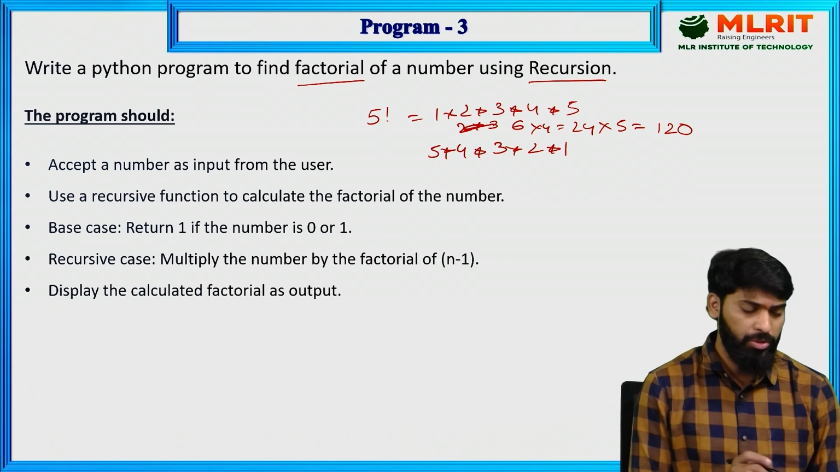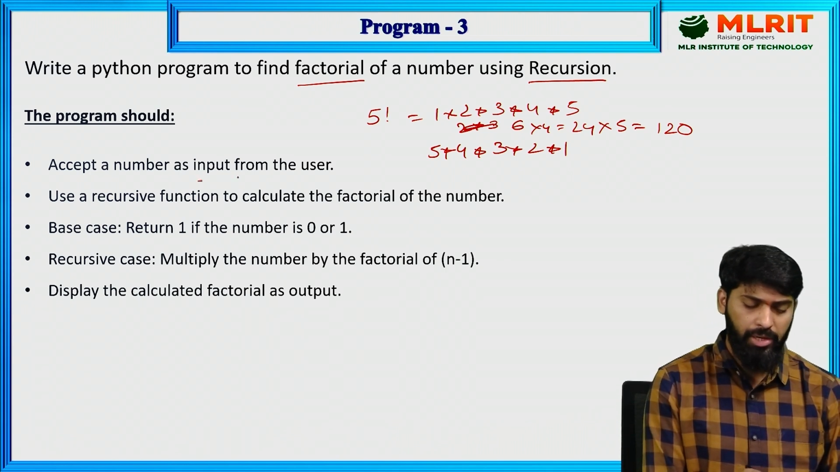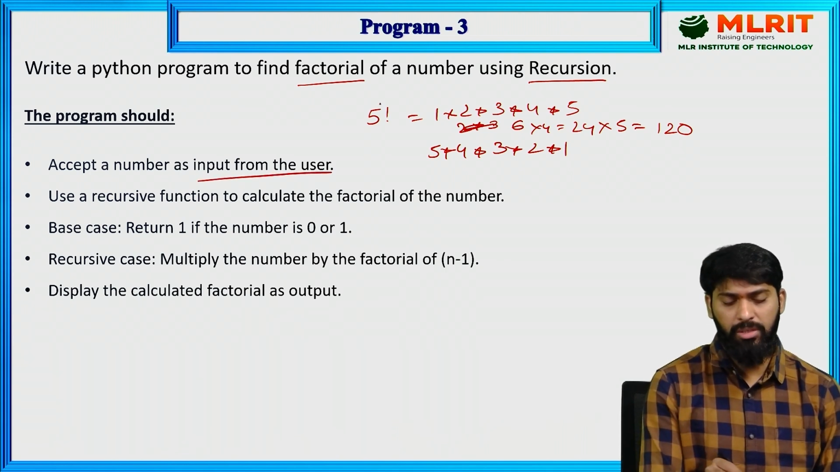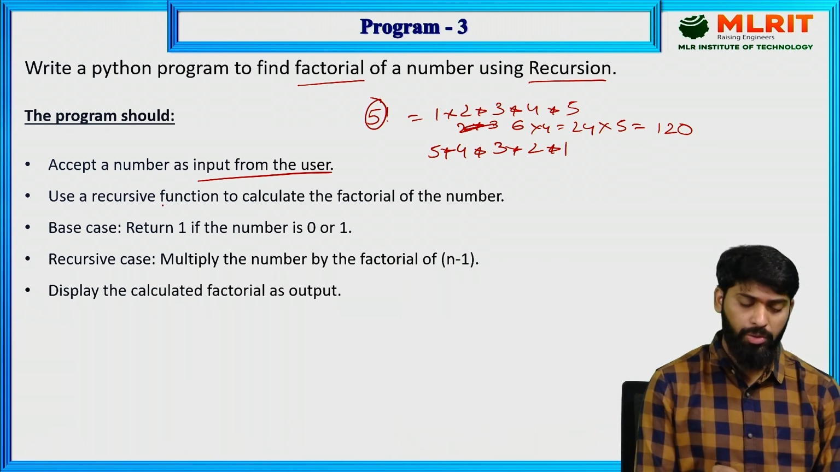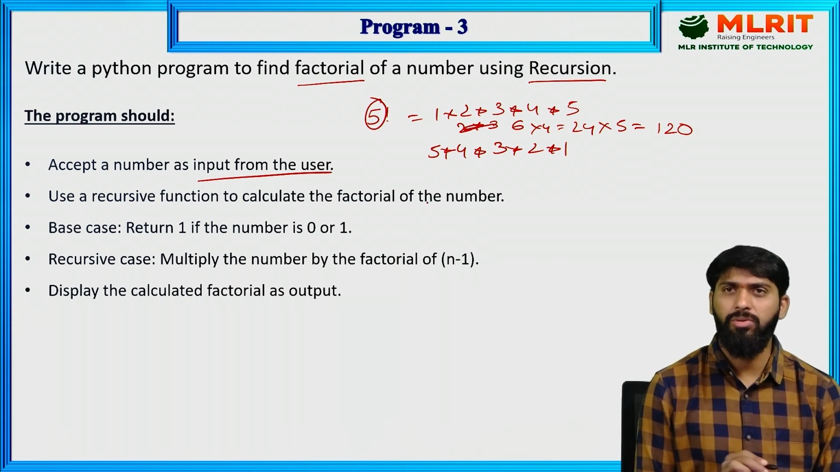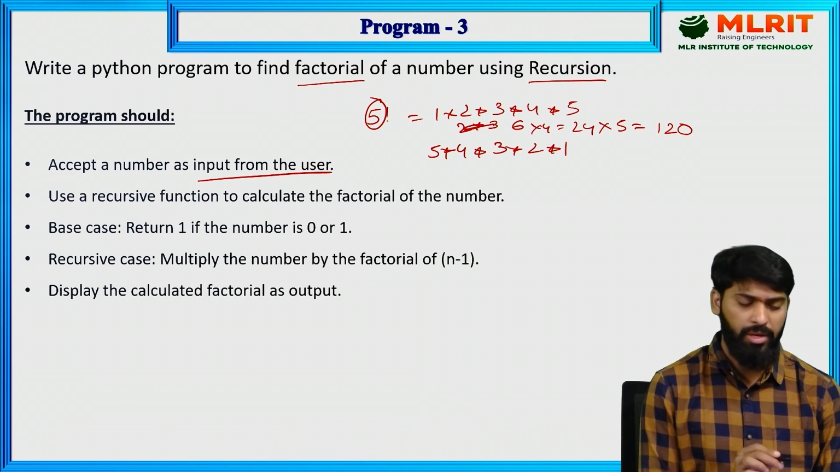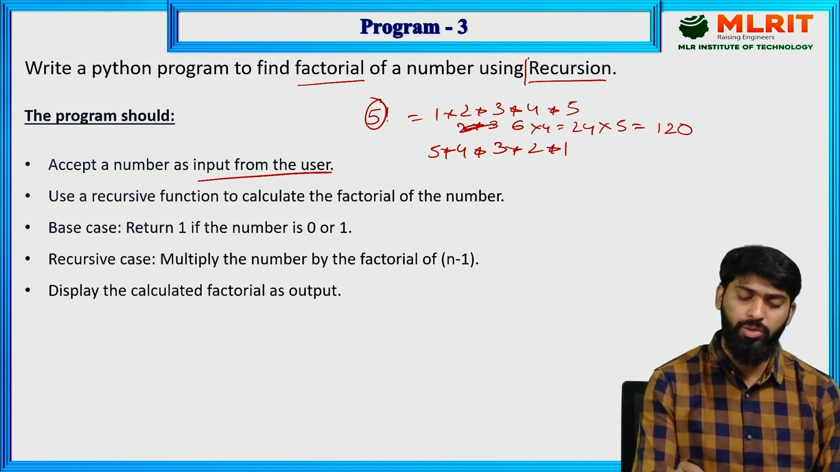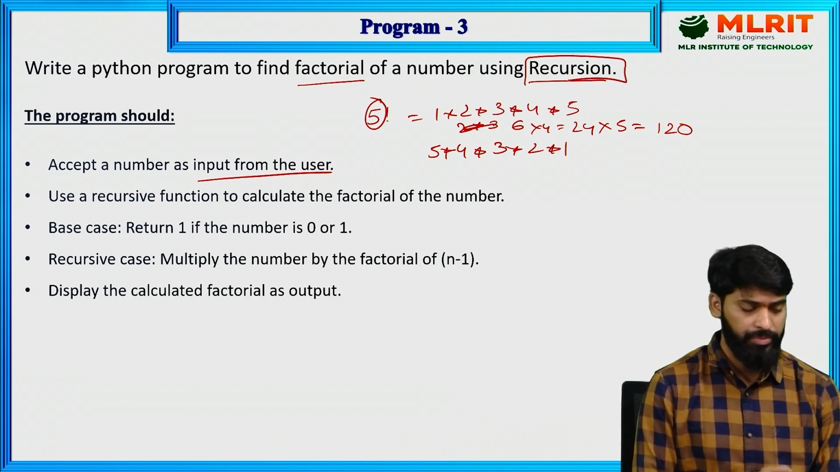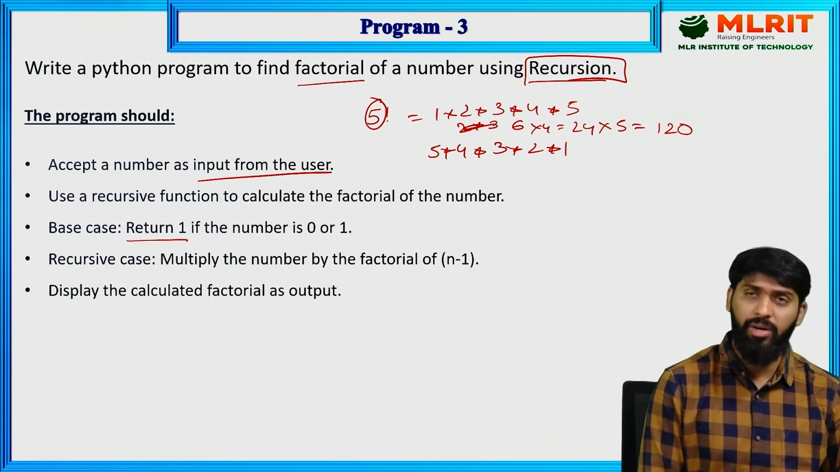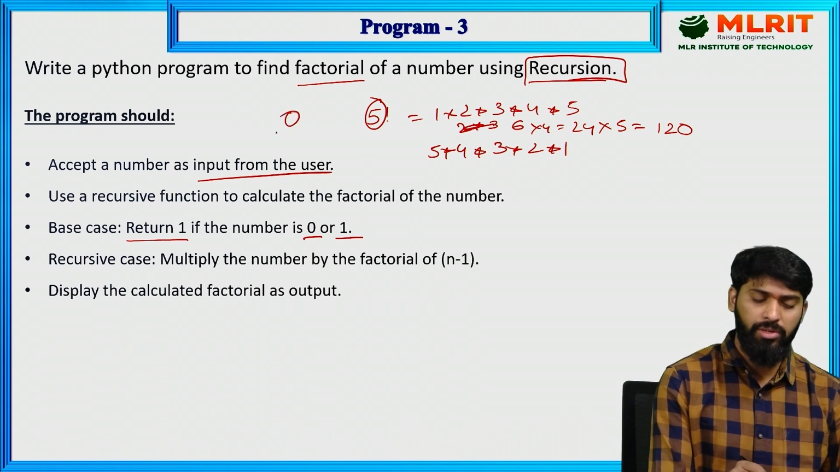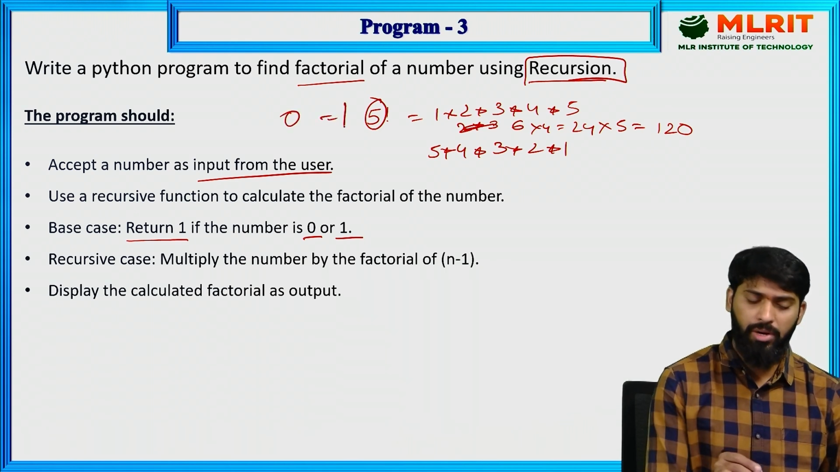The program should accept a number as input from the user. In this case, the number is 5. Use a recursive function to calculate the factorial of the number. So don't use a loop here. It is clearly mentioned that we should use recursion. So the base case is to return 1 if the number is 0 or 1. For example, what is the factorial of 0? 1. What is the factorial of 1? 1. What is the factorial of 2?